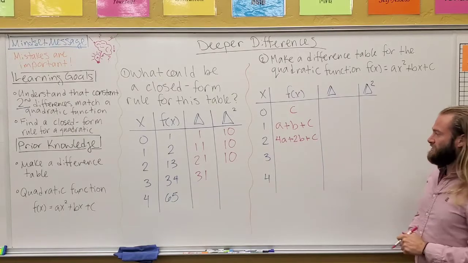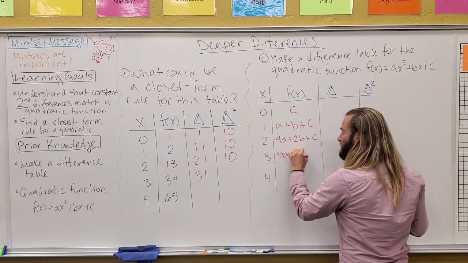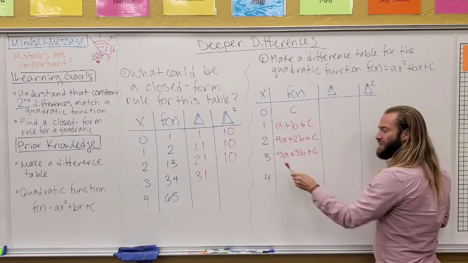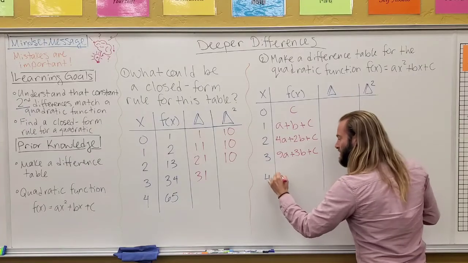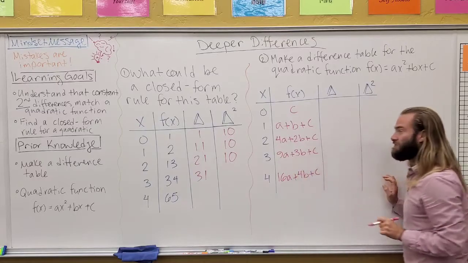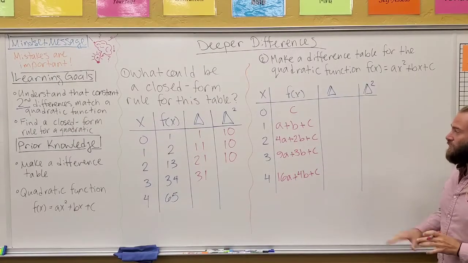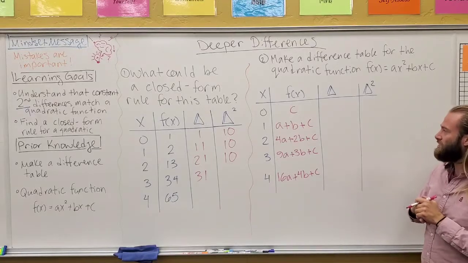All right, let's check this. What you should have gotten here is 9a plus 3b plus c. It makes sense because it's always this squared and then itself and then just c, right? So that makes this 16a plus 4b plus c. All right? Now what we can do is say, okay, this looks kind of ugly and complicated, but it's doable if you just are careful.